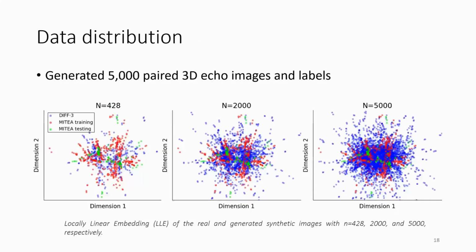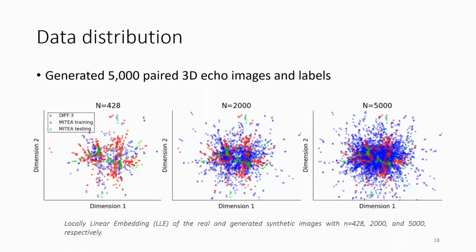Okay, so now that we know how to do that, we basically generated 5,000 paired 3D echo images and labels. This is basically if we project the data distribution into 2D space. So we have the DIFF on the left side only generated 428 synthetic cases, the same amount as the training data. We can see the distribution is pretty much within the range, and we generated basically more, 2,000 to 5,000, where we basically cover the whole latent space distribution over there.